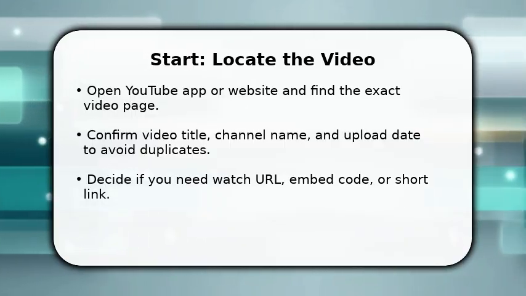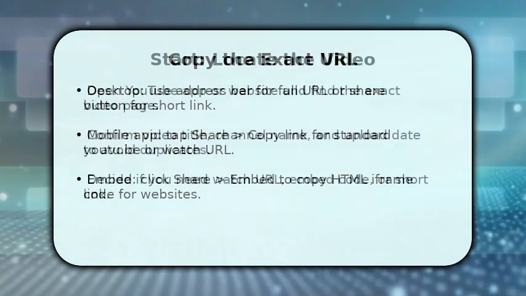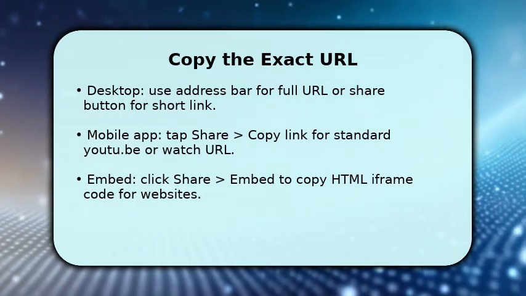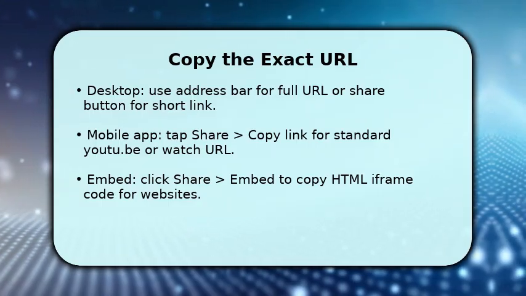On desktop, click the address bar to select the full watch URL or click the share button to get a short URL. Link, copy accordingly. On mobile, tap share then copy link. That gives a shareable URL ready for messaging or social posts.